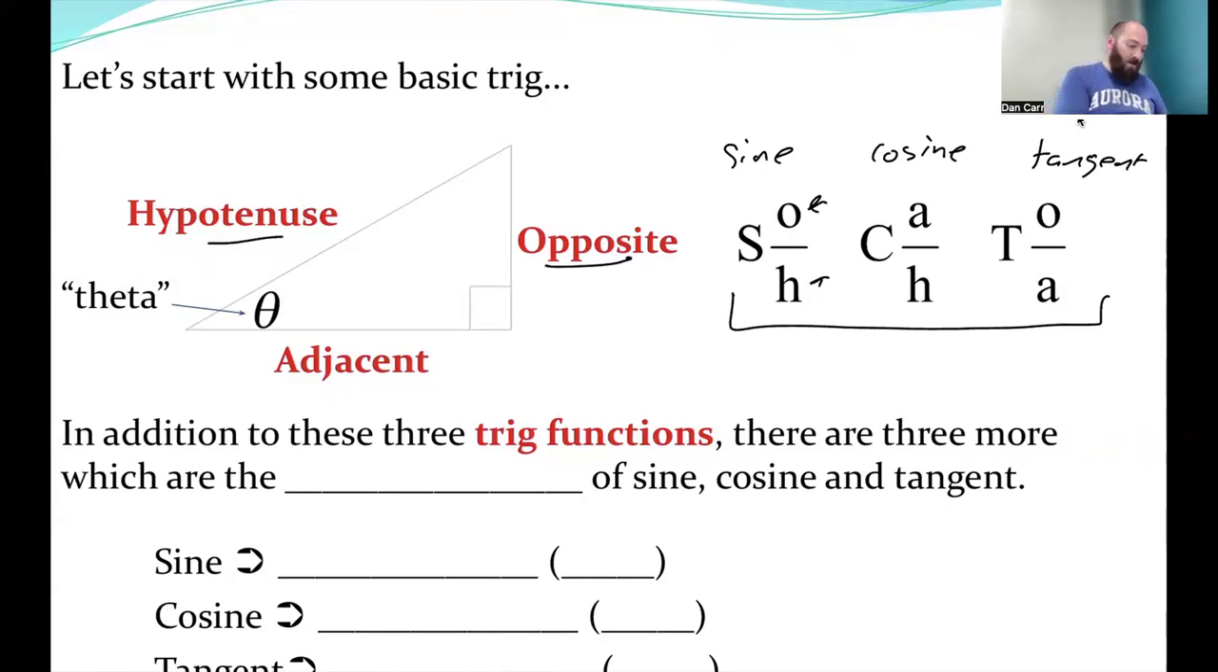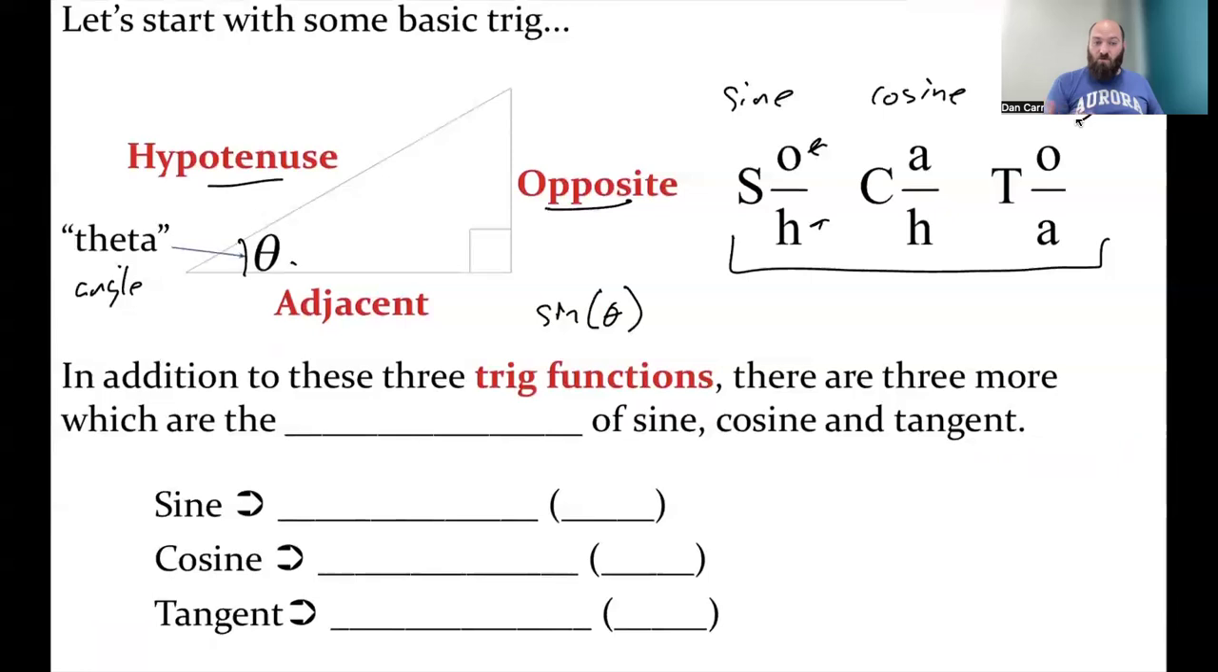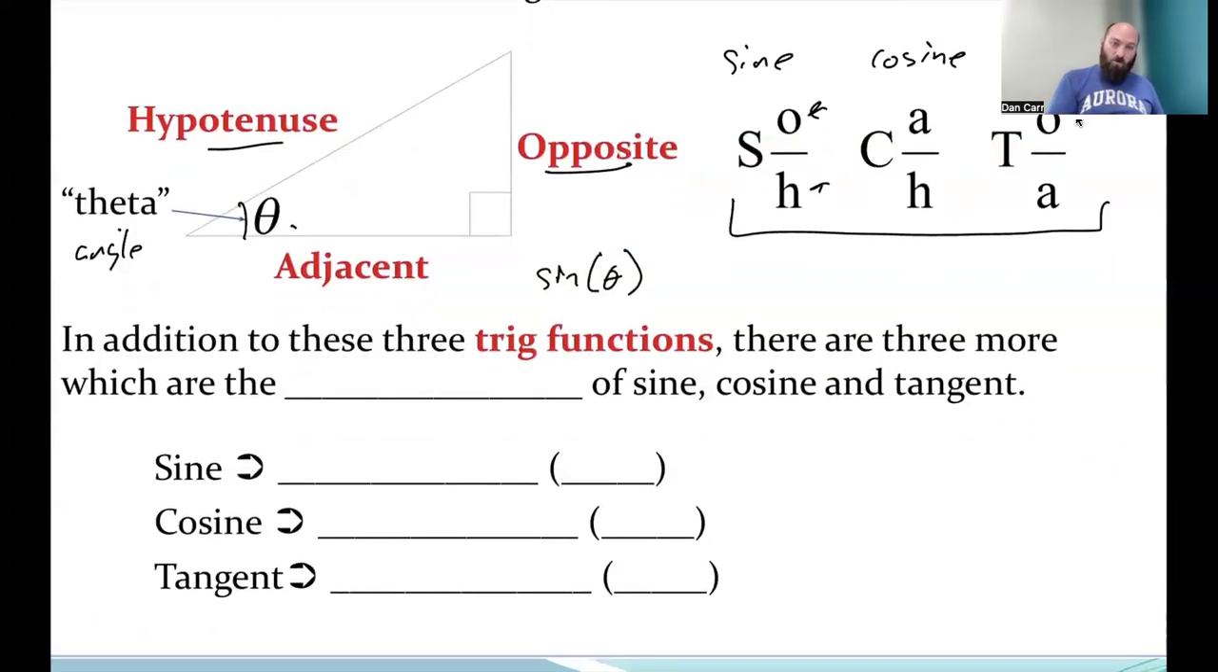And let me mention that. Don't forget, theta here means an angle. So we're using theta to represent angles. It's kind of like a variable, but only for angles. So for example, when I say the sine of theta, we're referring to the ratio of the opposite over hypotenuse.